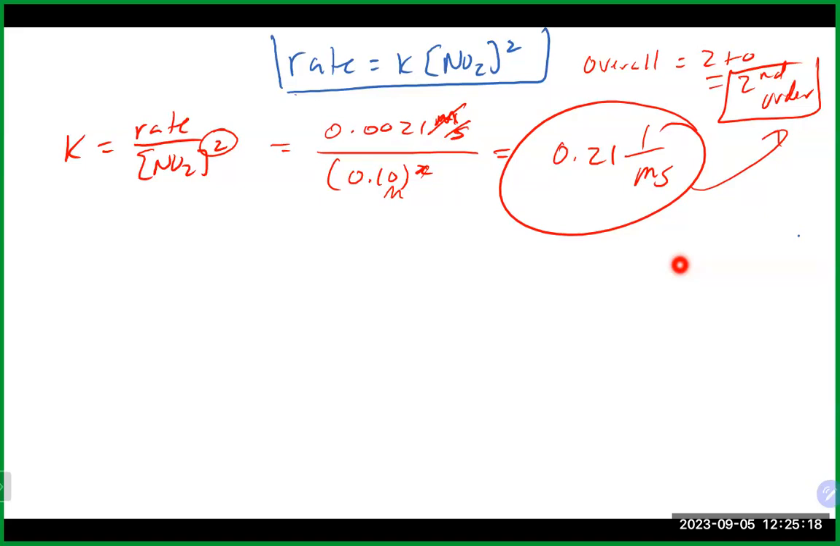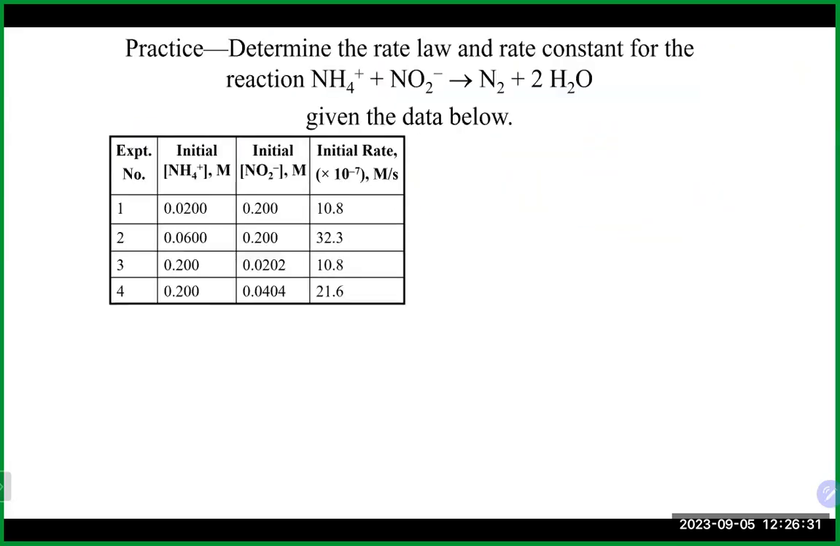Any questions on that? All right, so let's try another one here to see. Try this one, same thing. Rate law order. Okay, let's take a look. So we're going to do our same approach we've been doing. We're going to start with our rate law here, which is our K NH4 plus to the X, our NO2 minus to the Y there.